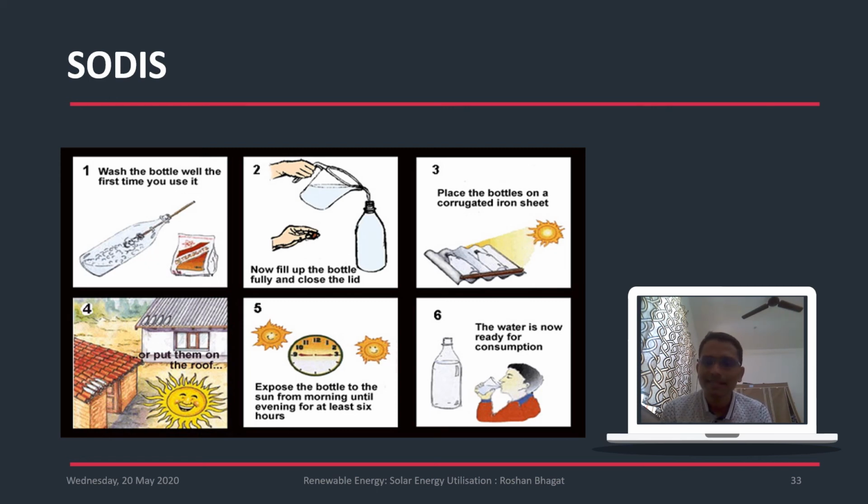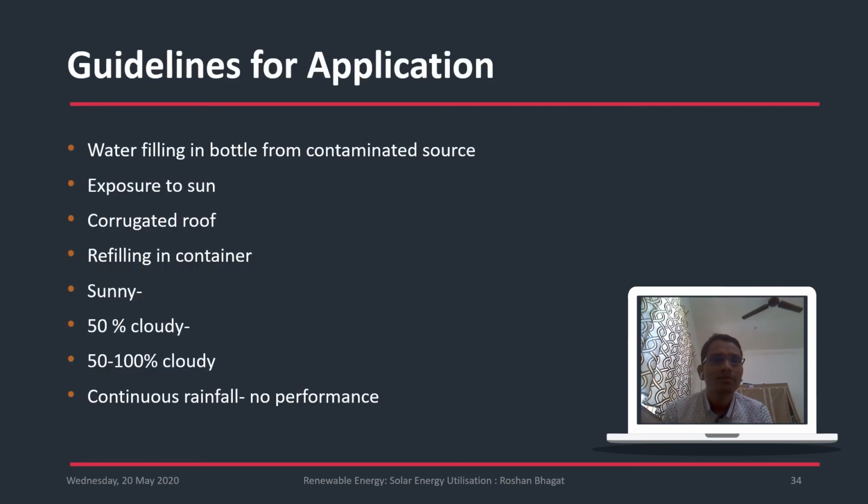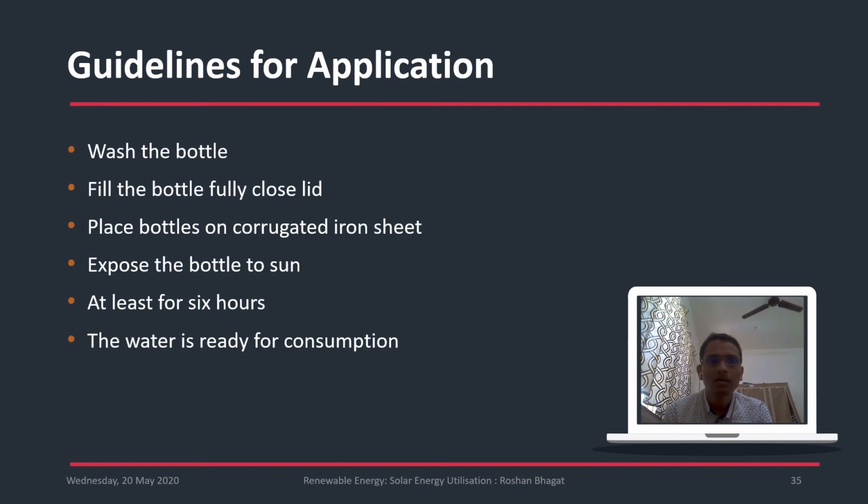The advantage is that at some places, if you don't have a heating source, like natural gas for heating the water, in such cases you can use this particular method. Now guidelines for application: fill water in the bottle from the contaminated source, expose it to sunlight, keep it on a corrugated roof, and refill the container if sunny conditions are there. If it is 50% cloudy, it will be affected and the time required will be more. If it is 100% cloudy, there is no performance; it will not disinfect the water. So these are some of the guidelines.